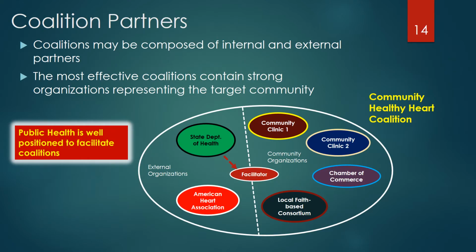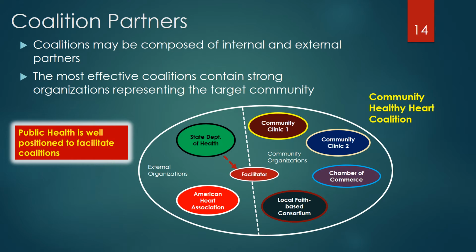Coalitions are composed of partners. These partners may represent internal and external groups and organizations to a target community or area. The most effective coalitions are those that contain strong organizations from the target community, comprised of community members, commonly including formal and informal community leaders. The diagram on this slide demonstrates a hypothetical community Healthy Heart Coalition. There is strong community organization membership, including 2 community clinics, the Chamber of Commerce representing the business community, and the local faith-based consortium. External partners include the State Health Department and the Regional American Heart Association.